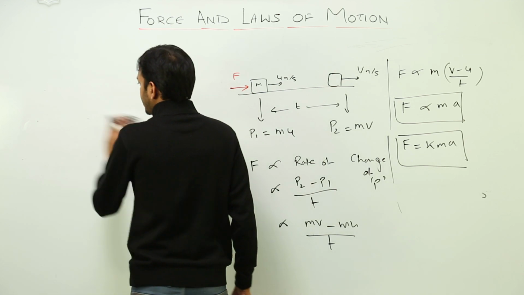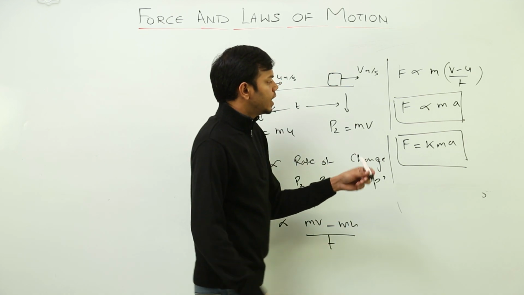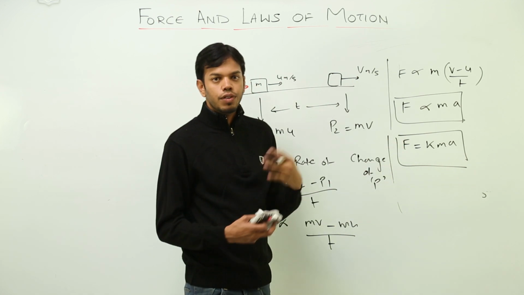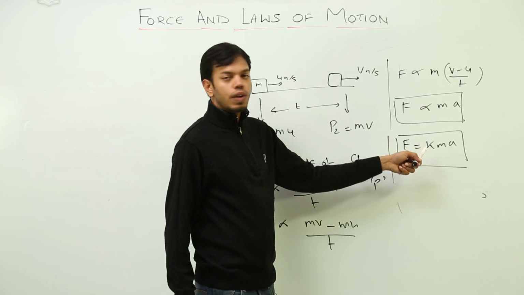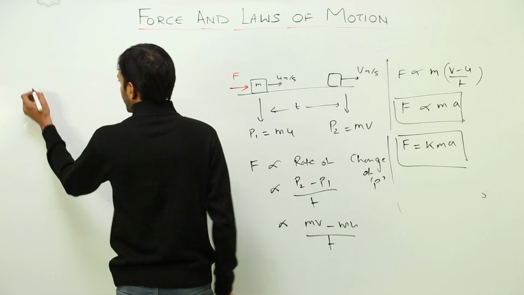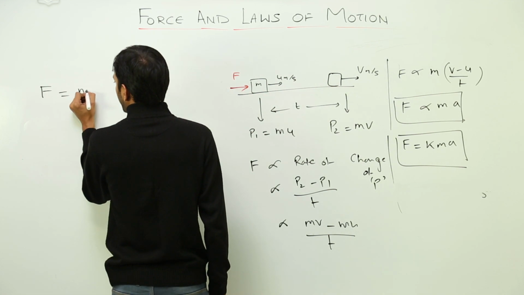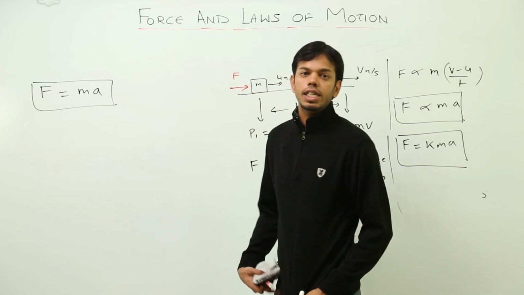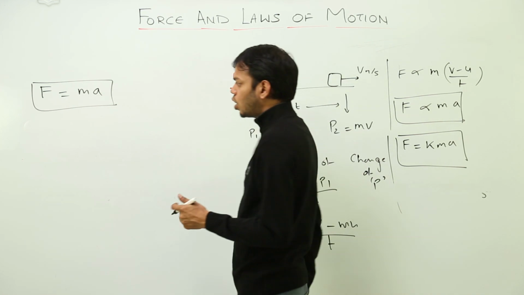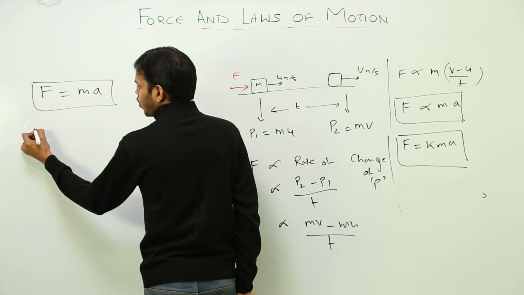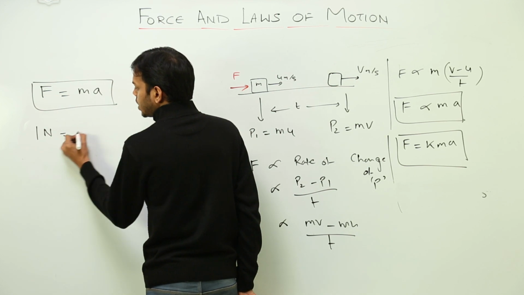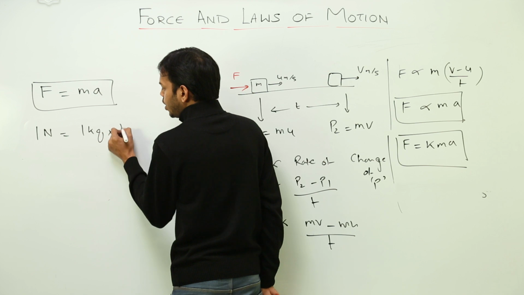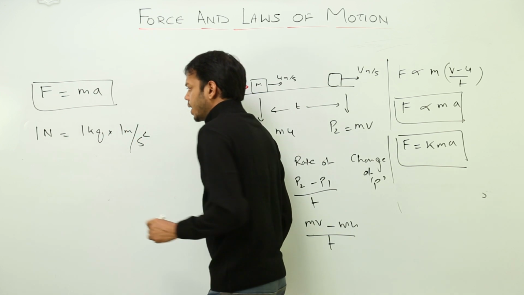I just told you that in the SI system, the SI unit of force is chosen in such a way that the constant's value comes out to be 1. So force is mass into acceleration. This is the final format of Newton's second law. This is the expression we have derived from the second law, where the SI unit of force is called newtons. 1 newton is 1 kg into 1 meter per second square.